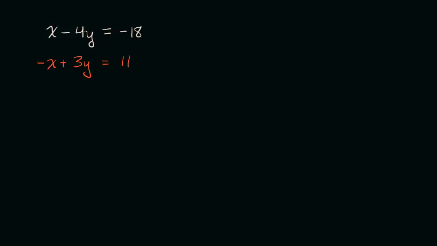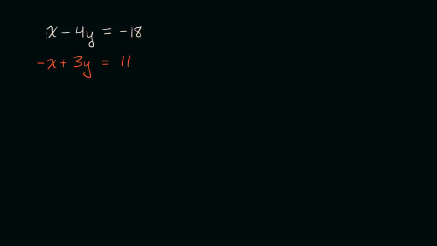So we have a system of two linear equations here. This first equation, x minus 4y is equal to negative 18. And the second equation, negative x plus 3y is equal to 11. Now what we're going to do is find an x and y pair that satisfies both of these equations. That's what solving the system actually means.